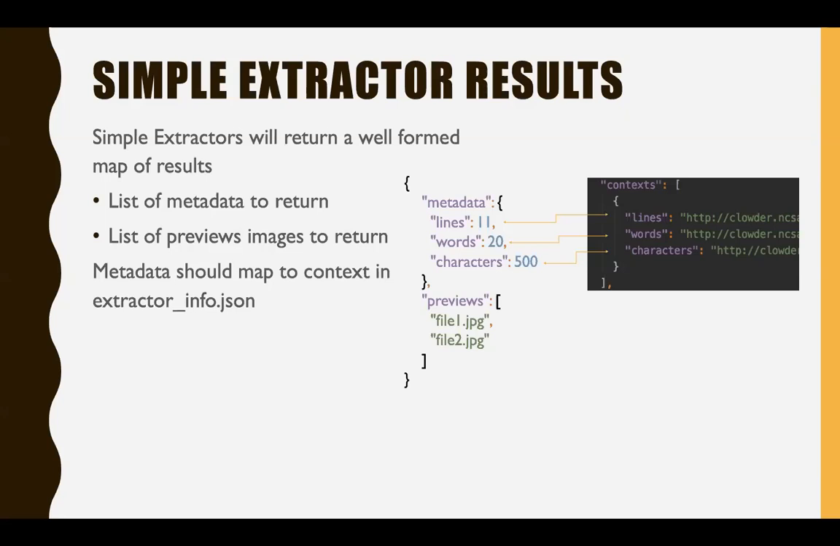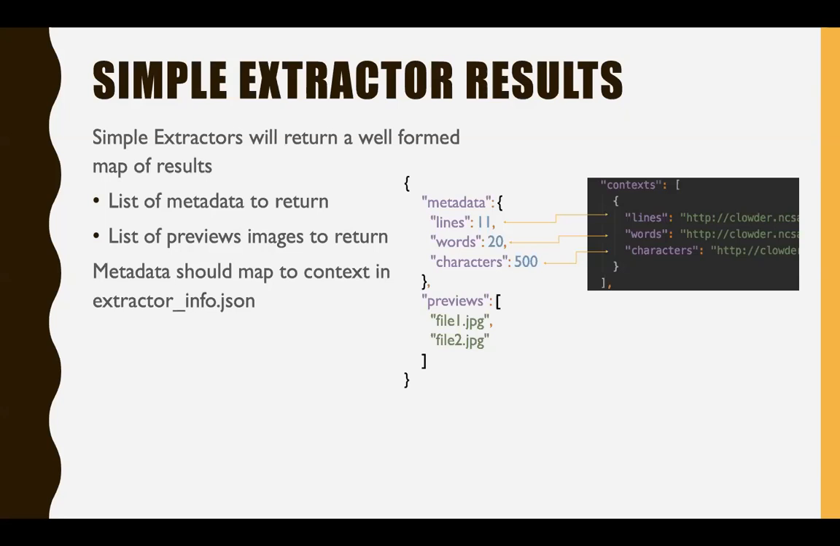So for instance, if you want, based on the file, to add something specifically to a dataset, or to add tags to a file, or things like that, those don't fall right now in the simple extractor yet. And so for those you will have to use the extractor framework.